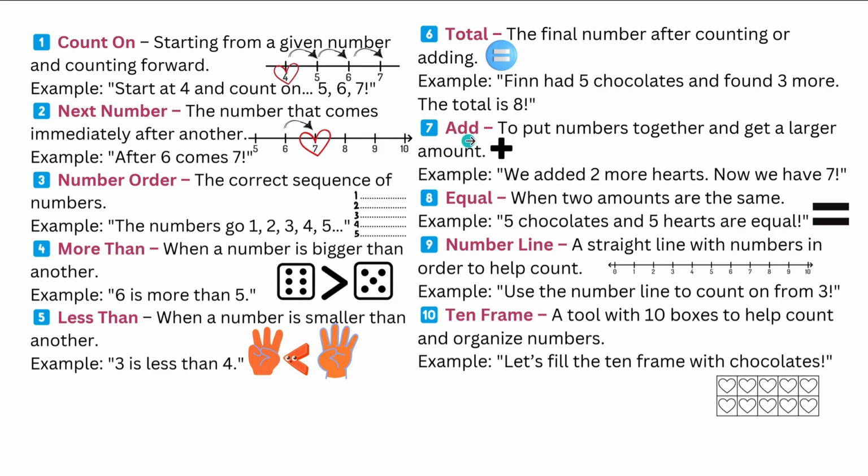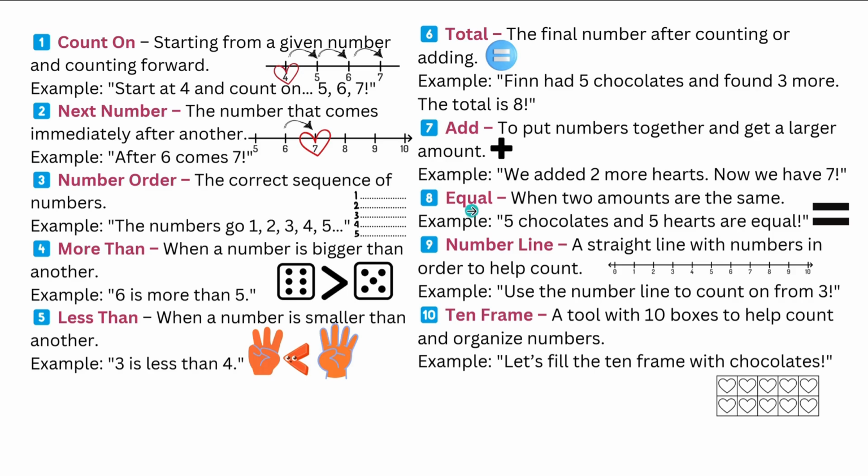Our next term is add. To add means to put numbers together to get a larger amount. We have an addition symbol right here, and that means we're going to add. An example of this is we added 2 more hearts. Now we have 7.